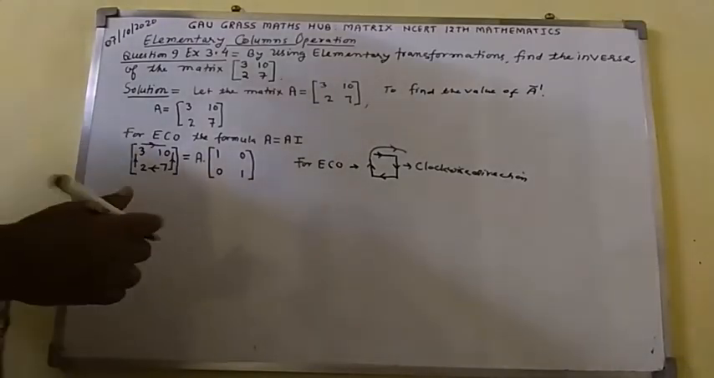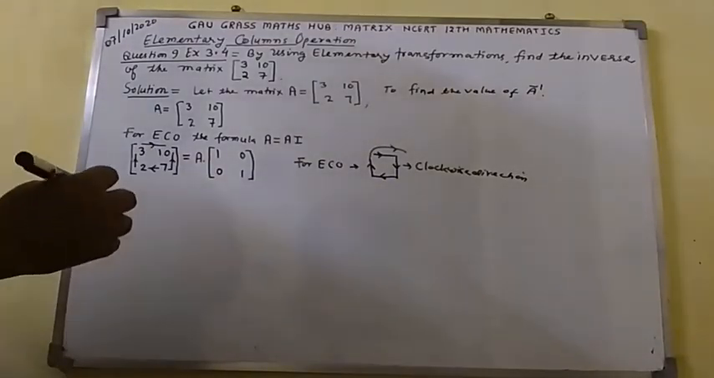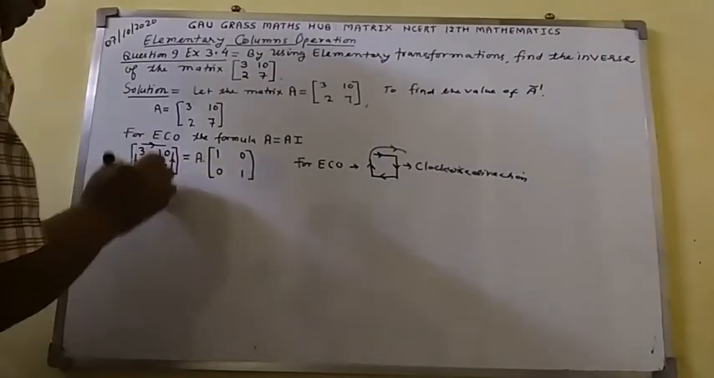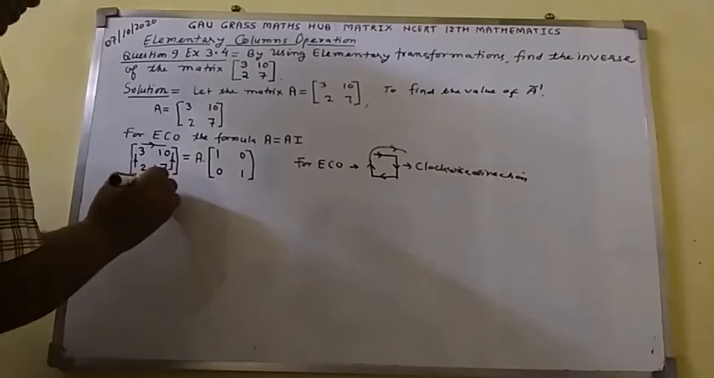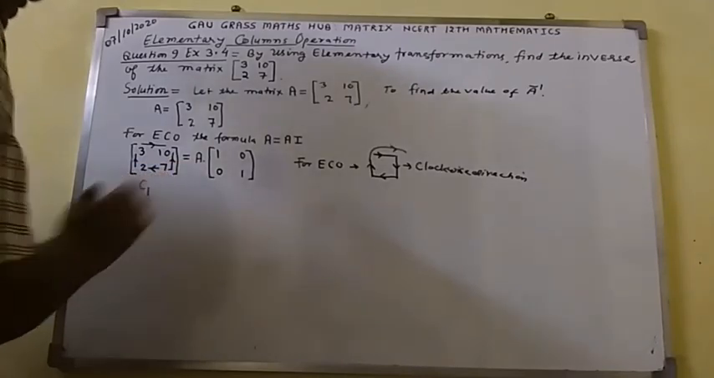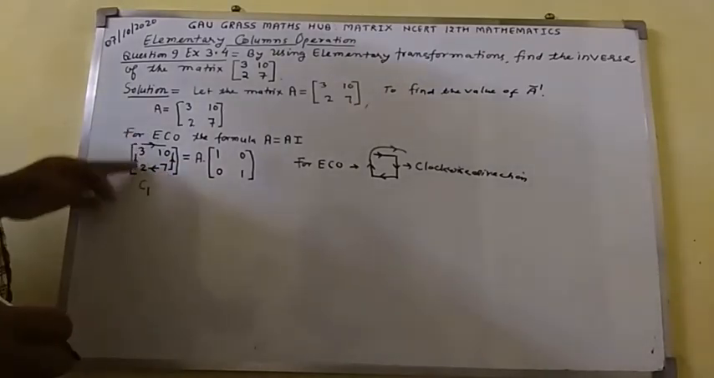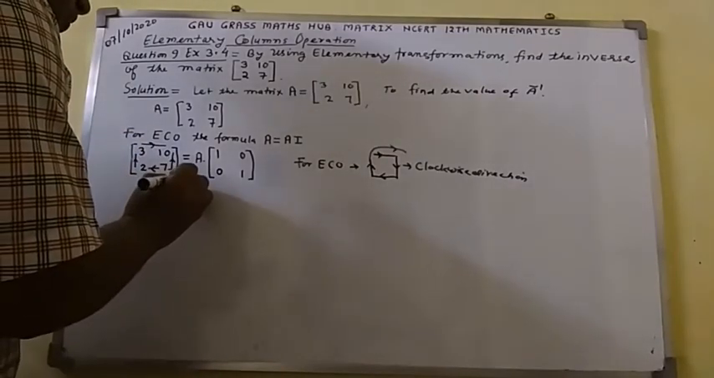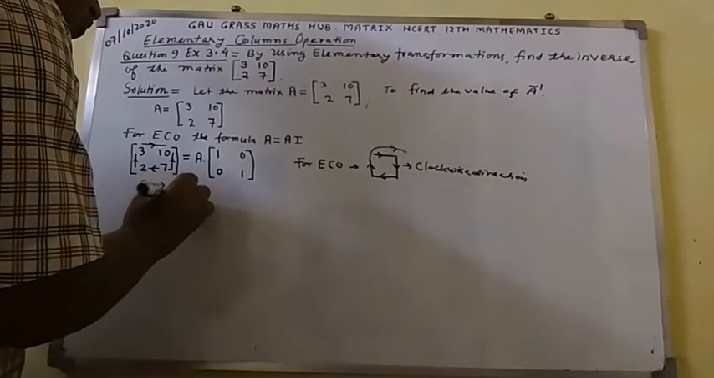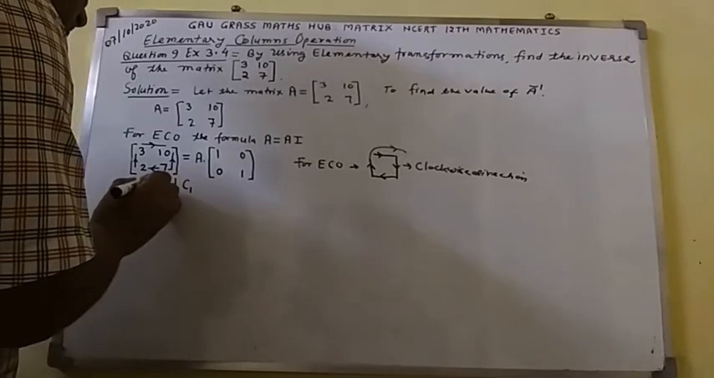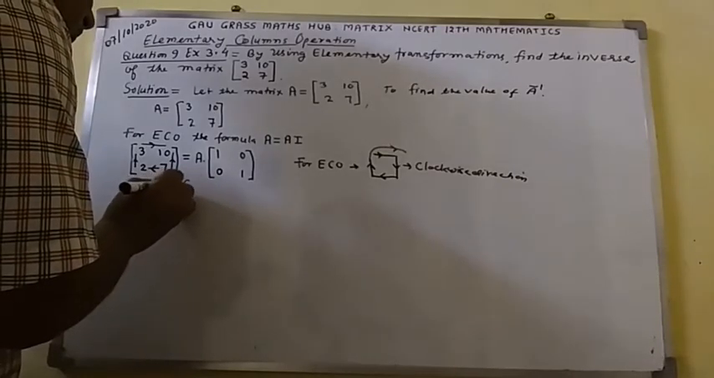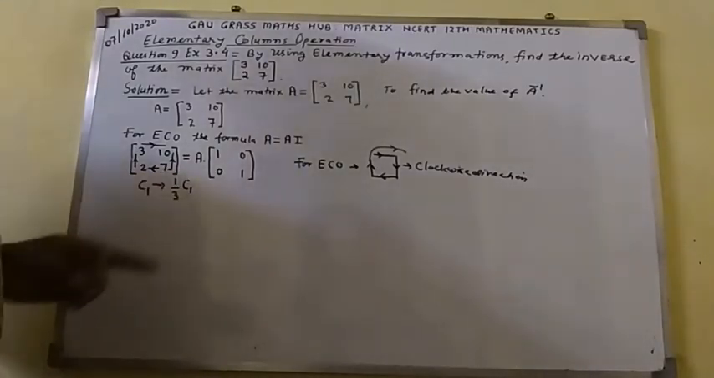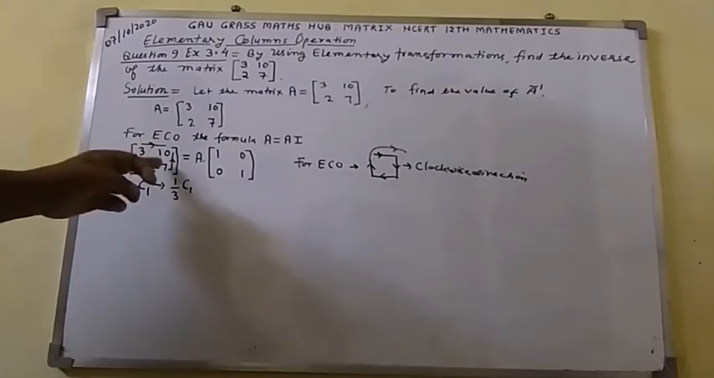So here I shall apply the column property. This is the column C1, this is the column C2. C1 goes to 1 over 3 C1, I shall write. C1 goes to 1 over 3 C1, I shall apply in this matrix.